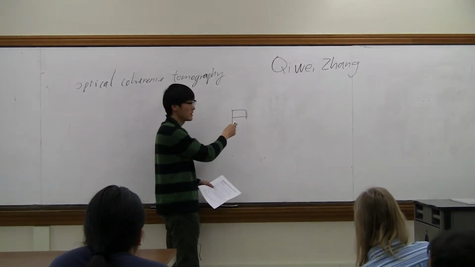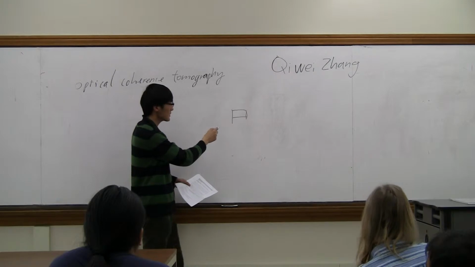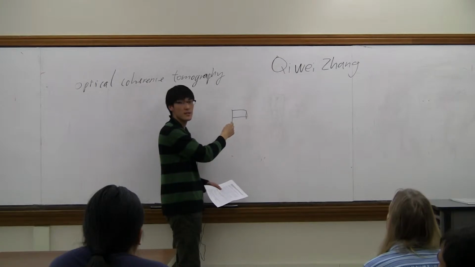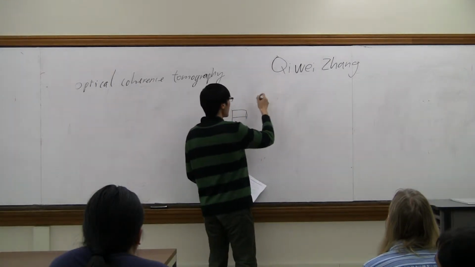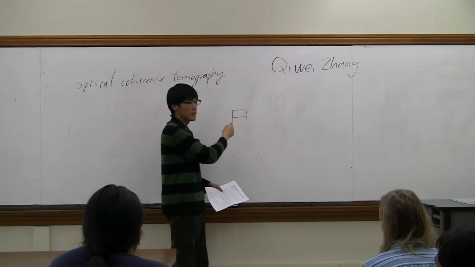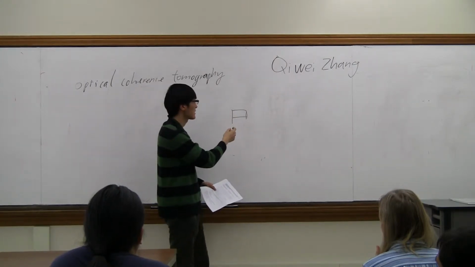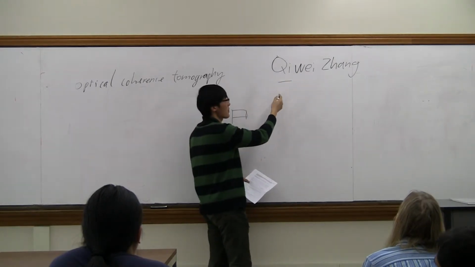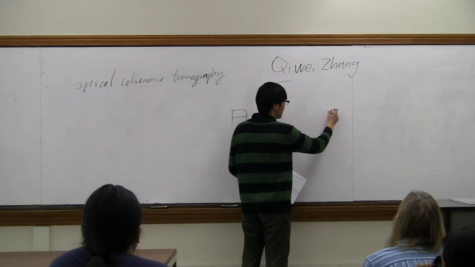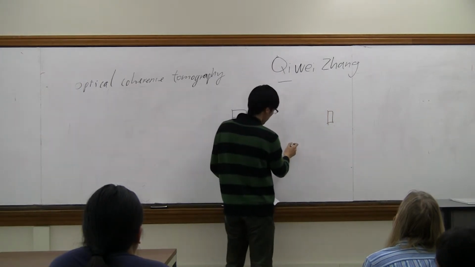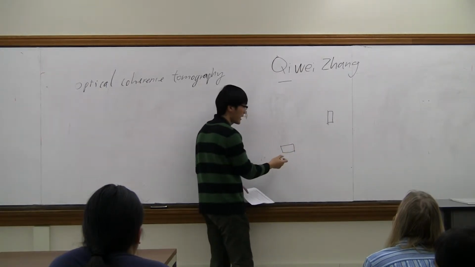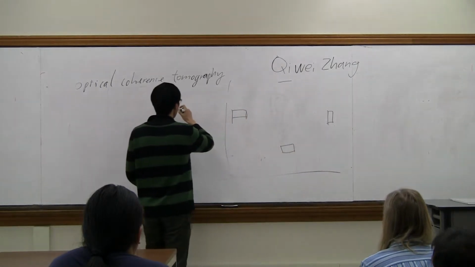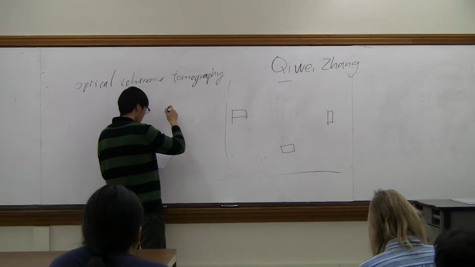This is a broadband light source, such as a super bright LED, and it can emit low time coherence light, and this is a reference. Usually it is a mirror, and there is a sample, and there is a detector, and all of them is the Michelson interferometer.